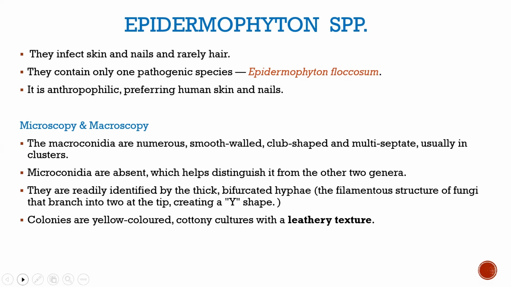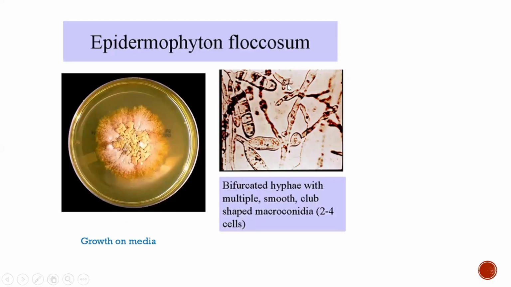Then let me show you a pictorial view of what I've been explaining. This is when you grow the Epidermophyton floccosum on a culture media. This is what you are going to see. You can see the colony is looking like a cotton-like structure. Then for the conidia you observe under microscopy, they are bifurcated, which means they separate into two at the tip. For example, this is a bifurcated hypha with multiple smooth club-shaped conidia.